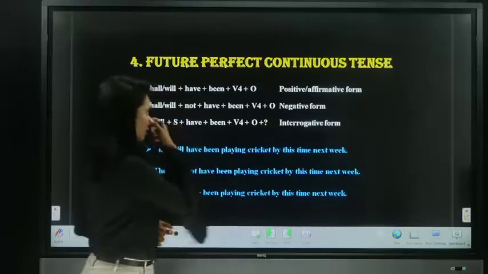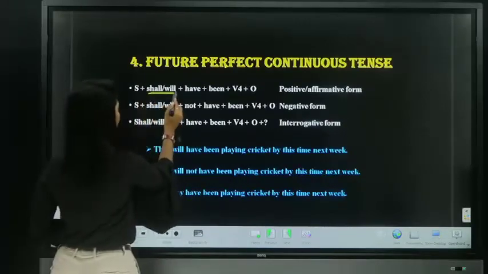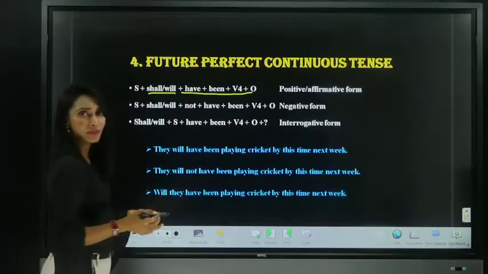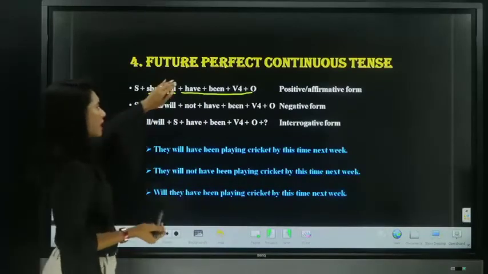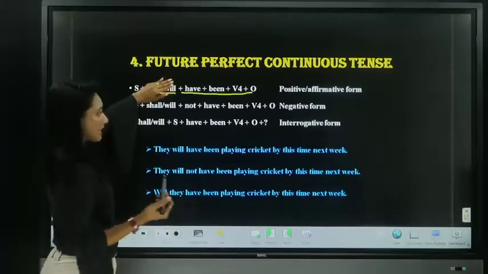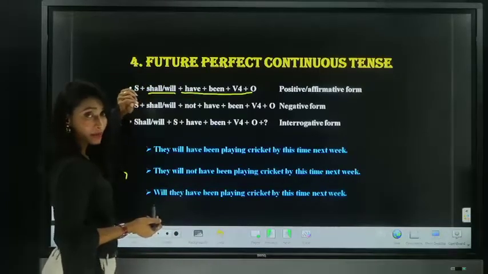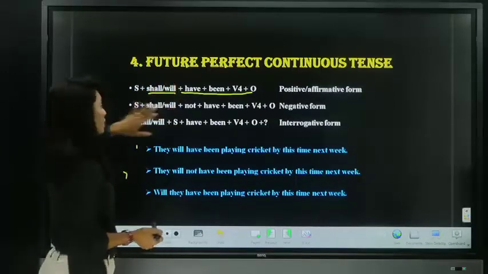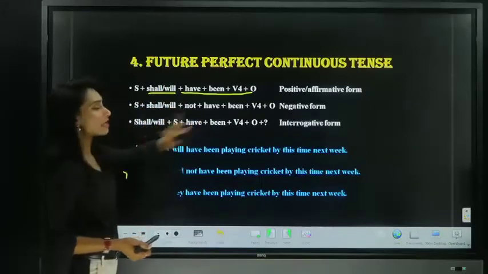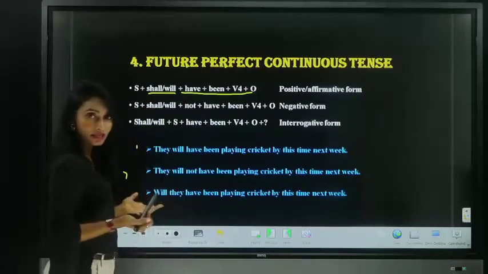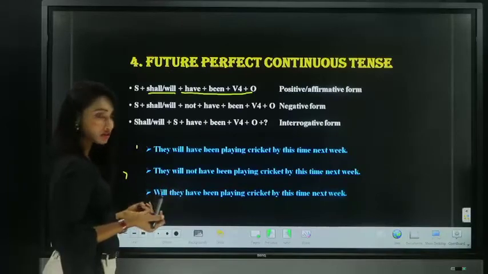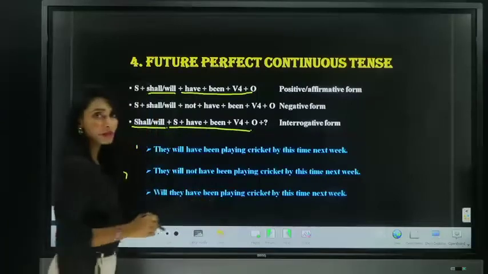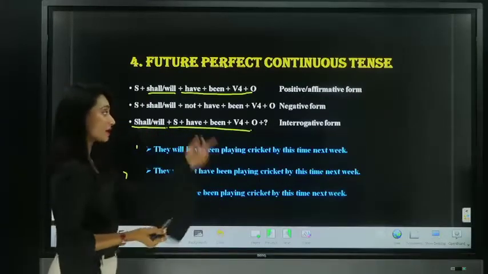Again, look at this formula. Subject plus shall or will plus have plus been plus verb-ing plus object. If it is present perfect continuous, you will not have shall or will. So, subject plus has or have plus been plus verb-ing plus object. But here, future tense, only have, no has. But will or shall will be common. Negative: subject plus shall or will plus not plus have plus been plus verb-ing plus object. Put not after the auxiliary. Interrogative: shall or will plus subject plus have plus been plus verb-ing plus object plus question mark.